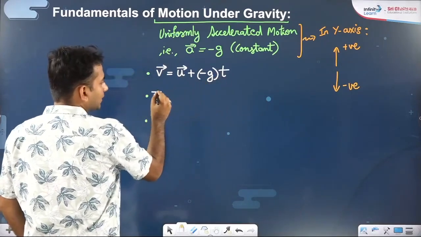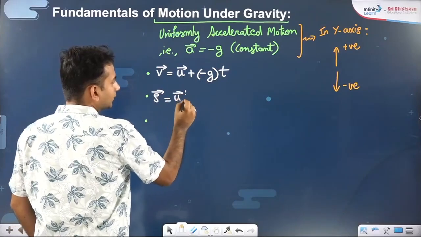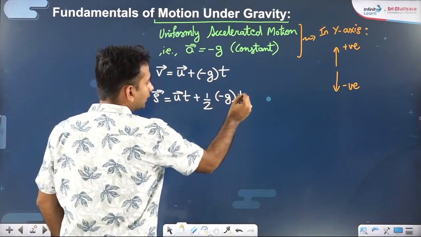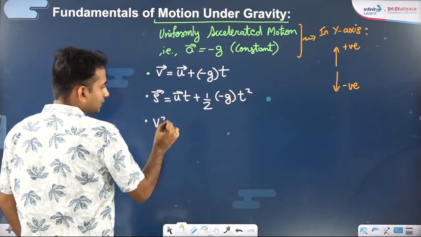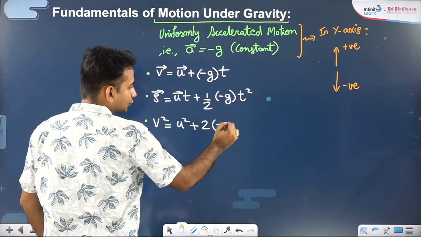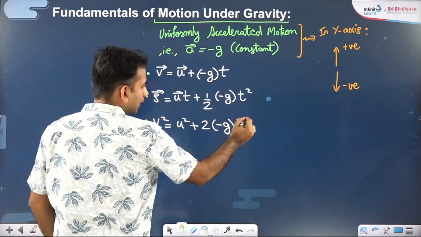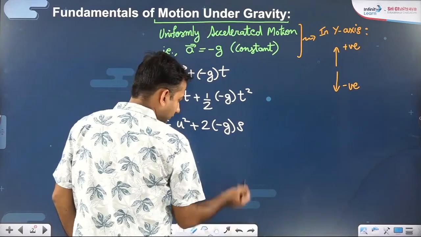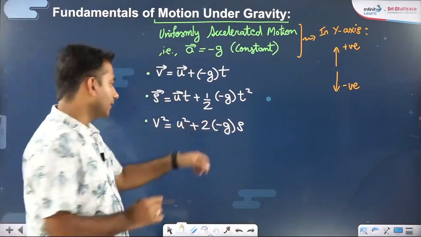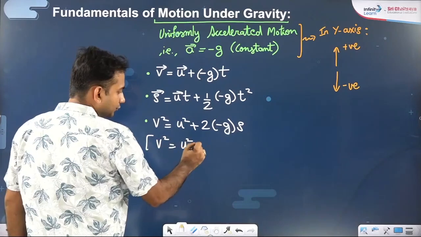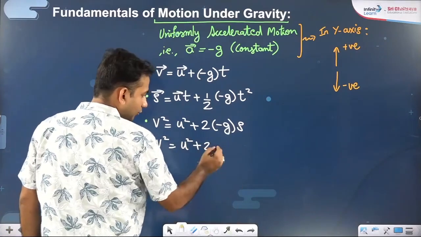The second equation will be s vector equals u vector into t plus half into minus g into t square. And the third one is v square equals u square plus 2 a dot s, so minus g into s. I think that's clear for you. We can just mention it like this: basically it is v square equals u square plus 2 a dot s.